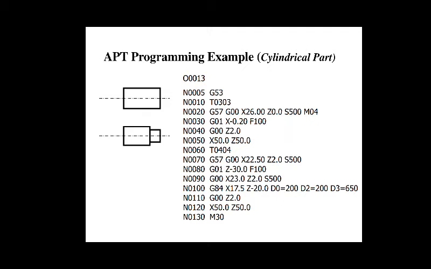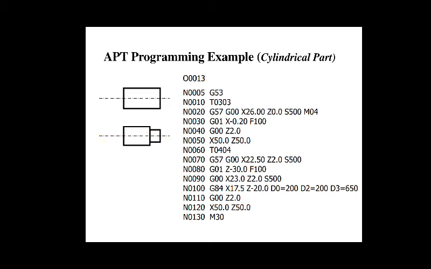M04 means rotate the spindle counterclockwise. Now in this machine, as I already told you in my previous lecture, the spindle's axis is always the Z axis. So this is Z positive, this is Z negative.